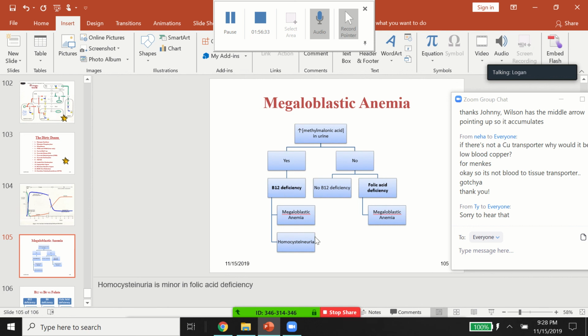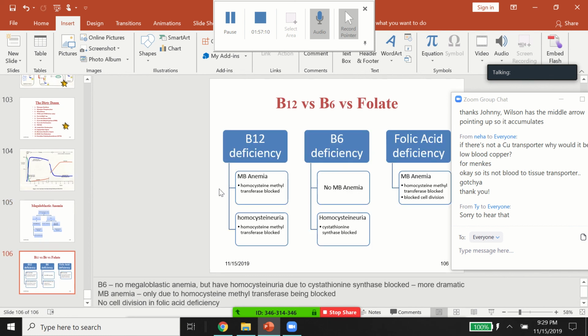And of course, you would also have these as well. So you'd have megaloblastic anemia and you'd have homocysteinuria. All right, but if it's not high in the urine, then you have no B12 deficiency, but instead you have folic acid deficiency. Okay. And then megaloblastic anemia. Now, the reason you can say that is, in a way this diagram is kind of backwards, right? Because you already know they have megaloblastic anemia, but if methylmalonic acid is high, then you know it must be B12. But if you have megaloblastic anemia and it's not high, then it must be folic acid deficiency. So that's what they're trying to say. But I thought it might help you, so I kept it in there.